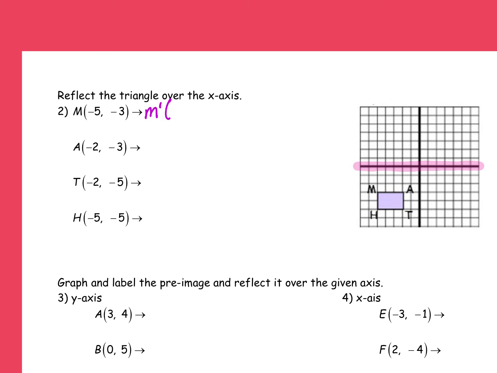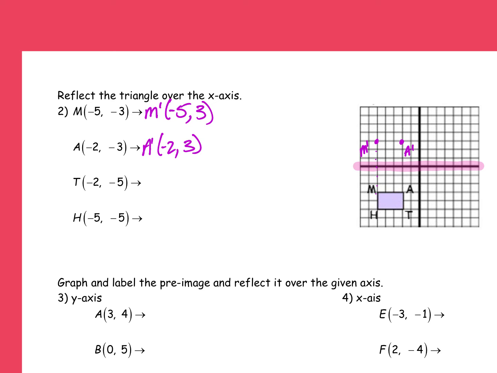Say it louder. -5 where? So it's at -5, that is correct. -5, 3, yes. Because if I count, I'm 1, 2, 3 away, so I'm gonna go 1, 2, 3 up. So that becomes M prime. So the X stays the same. Okay, where's my A prime at? -2, 3, yes. So A, I'm 3 away, so I should be 3 away up here. So that should be A prime.